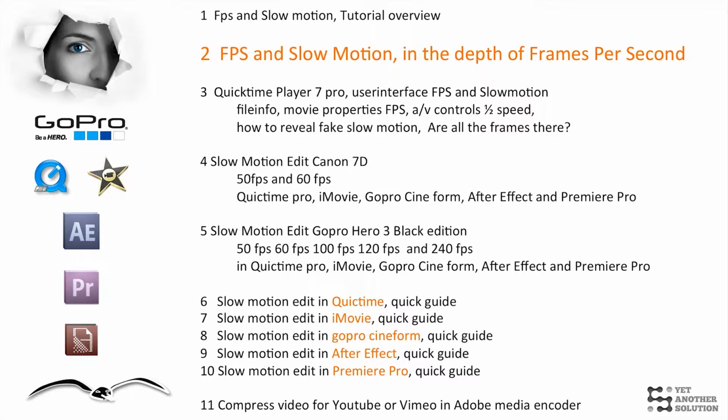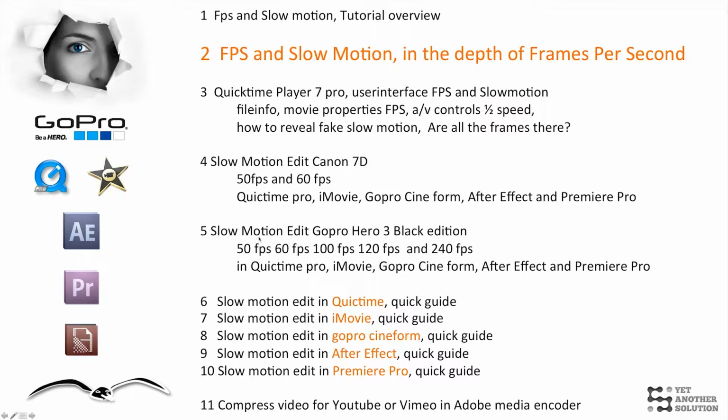I want to remind you really quick that the next tutorial will be about QuickTime Player Pro. QuickTime Player Pro can be super nice to use. And in tutorial number 4, we are going to have a look at the video shot with the Canon 7D, and we're going to slow down 50 and 60 frames per second shot, and we're going to do that with QuickTime Pro 7, and we are going to slow down with iMovie, GoPro Cineform, After Effects and Premiere Pro.